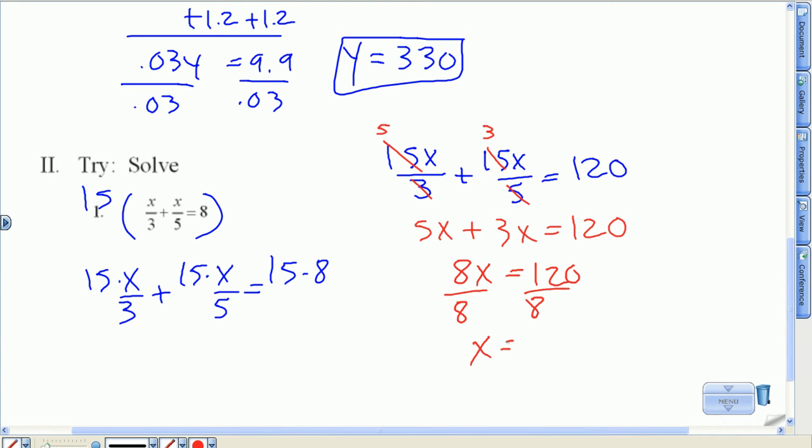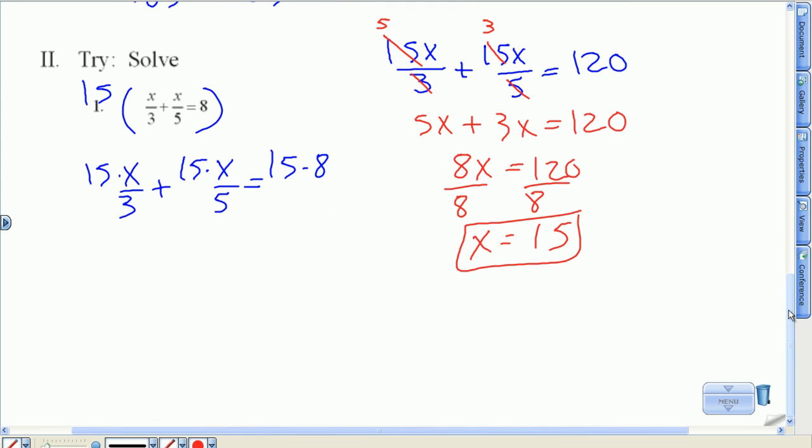Alright, let's see. 8 goes into 12 one time, remainder 4. 8 goes into 45 times. And there you go. Moving right along.